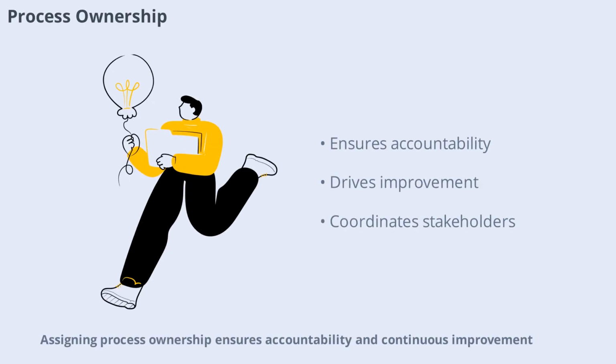Assigning process ownership ensures accountability and continuous improvement. A process owner is responsible for monitoring performance, driving improvements, and coordinating with stakeholders. Clear ownership helps maintain focus and momentum throughout the process lifecycle.